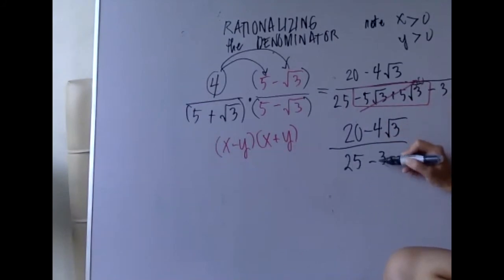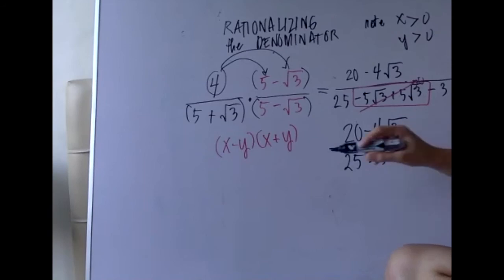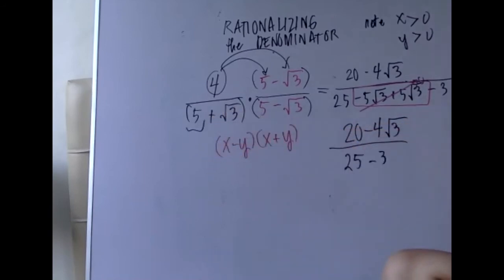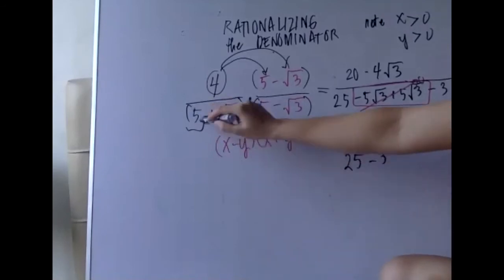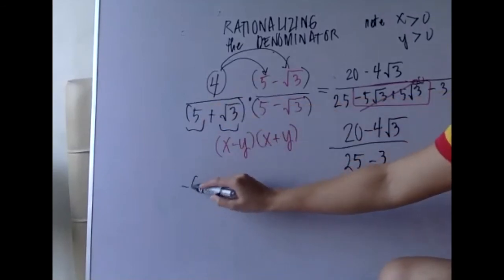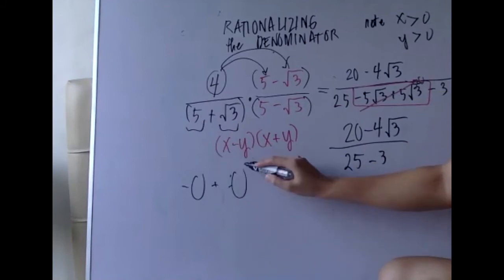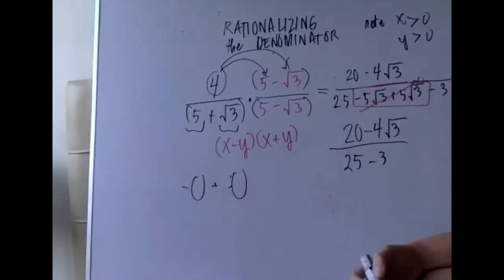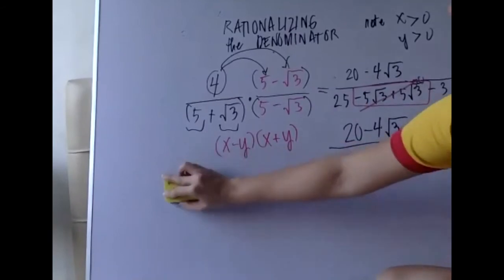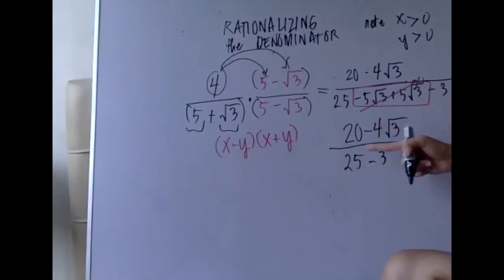Itong 25 minus 3, same lang yan as square of this minus square of this. Okay? So kung anything man yun na dyan, kung may negative something plus negative something ka man, hindi mo na yun imamind. You just need to pair and subtract yung dalawa. Okay? Anyway, mas to simplify pa to.